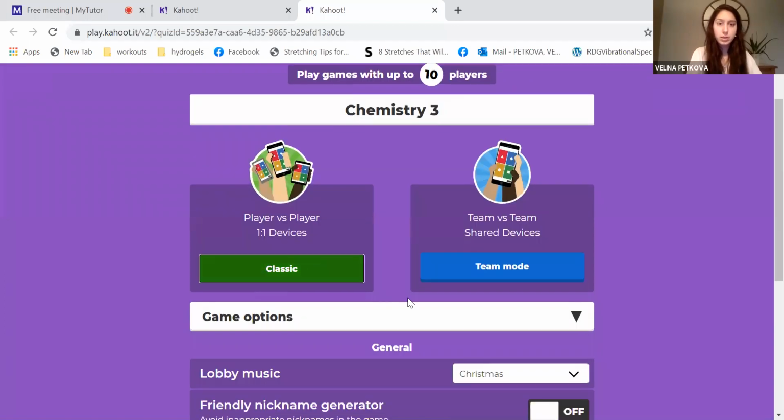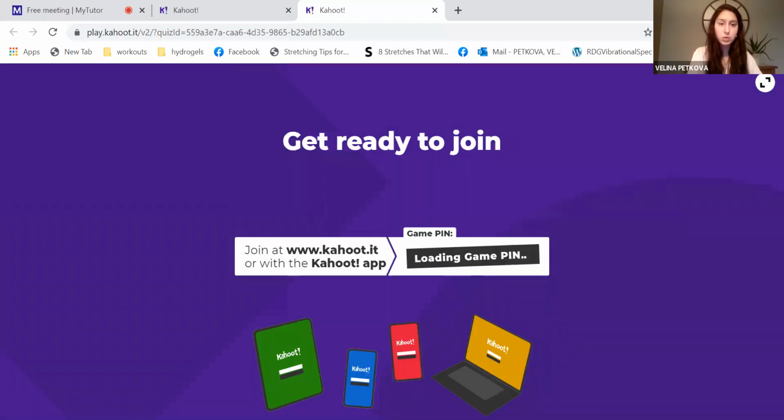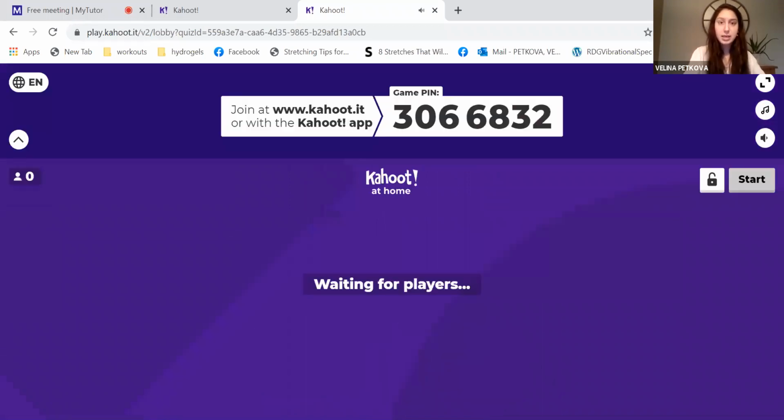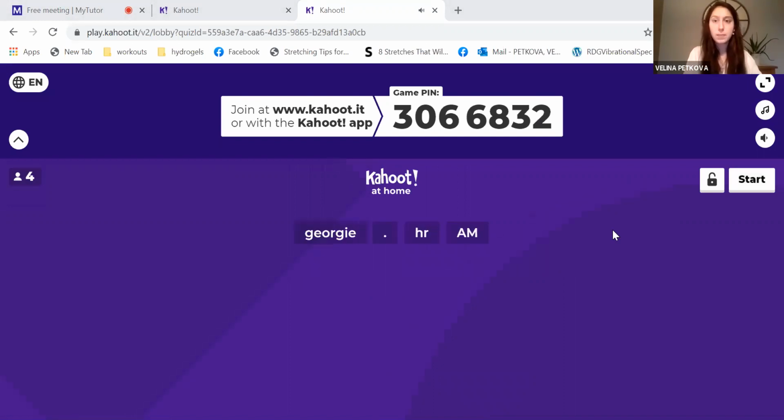So the code's going to come up and please join. So here's the game pin. And I'll briefly explain intermolecular forces at the end if we've got some time.